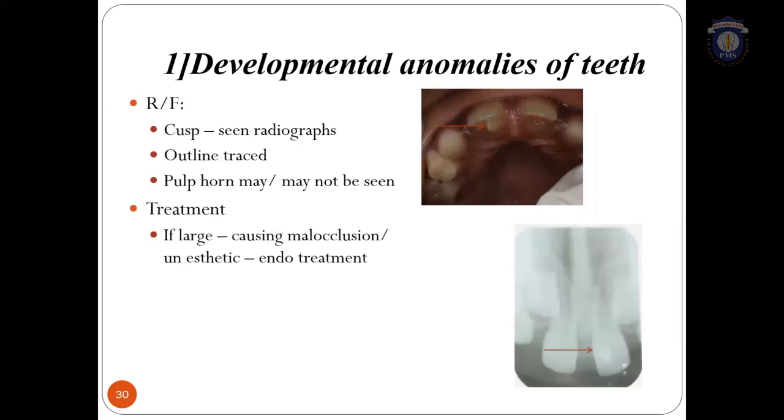Radiographically, the cusp is seen. The outline can be traced. Pulp horns may or may not be seen. If it is very large, it can cause malocclusion and it can appear unesthetic. When it appears unesthetic, endodontic treatment can be considered.